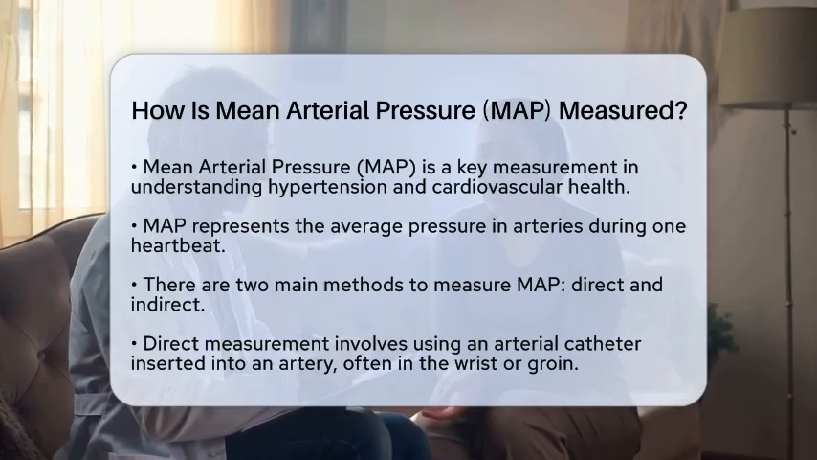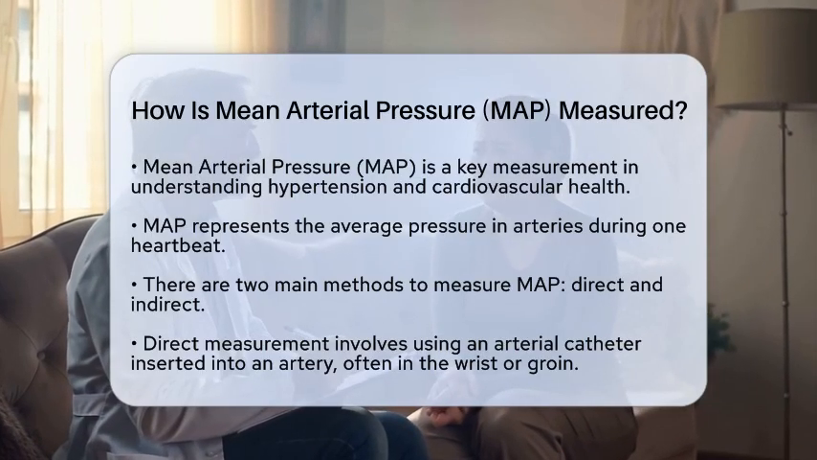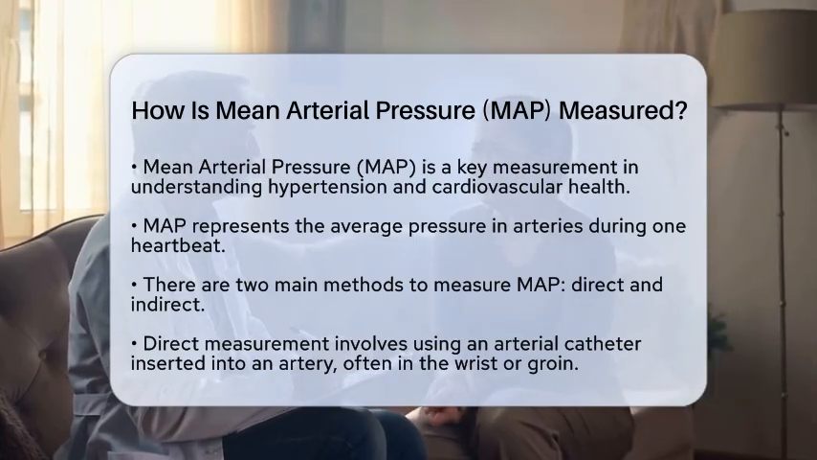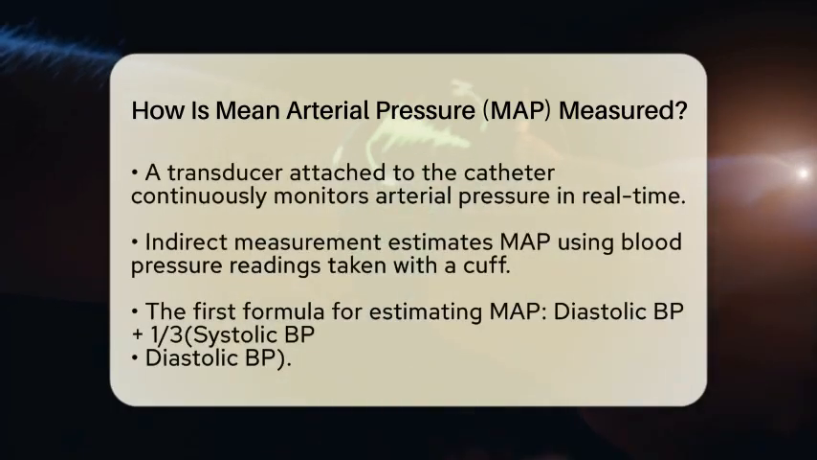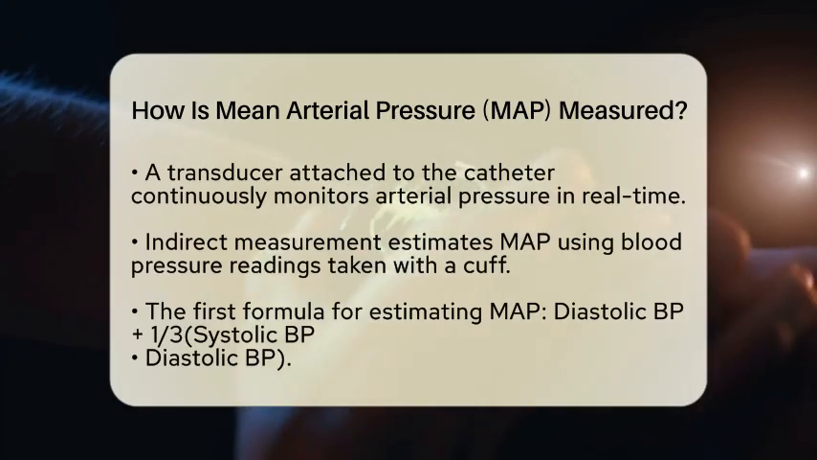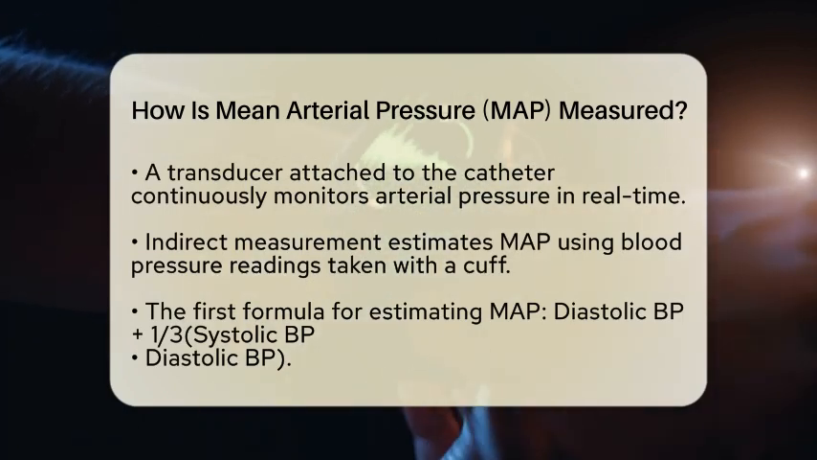For the most precise readings, healthcare providers may use an arterial catheter. This involves inserting a thin tube into an artery, usually in the wrist or groin. A device called a transducer is attached to this tube to continuously monitor the arterial pressure. This method provides real-time data and is often used in critical care settings.